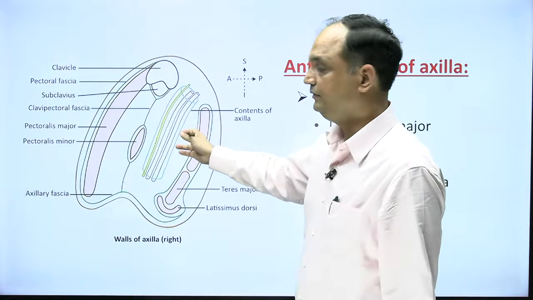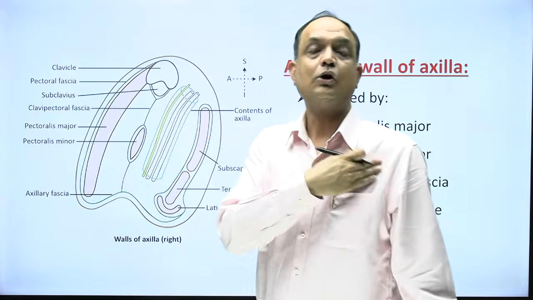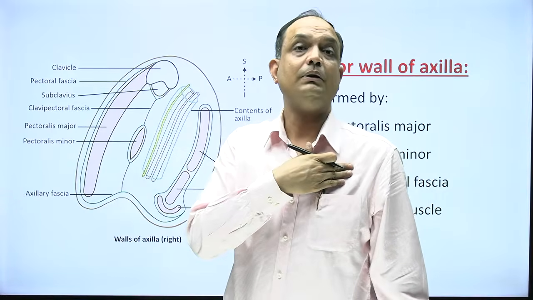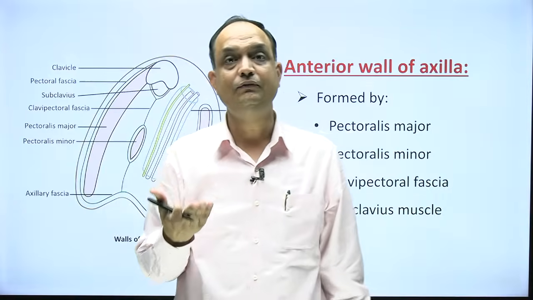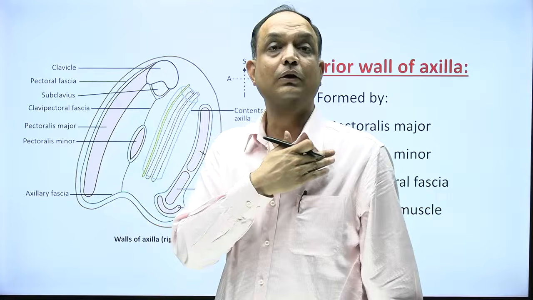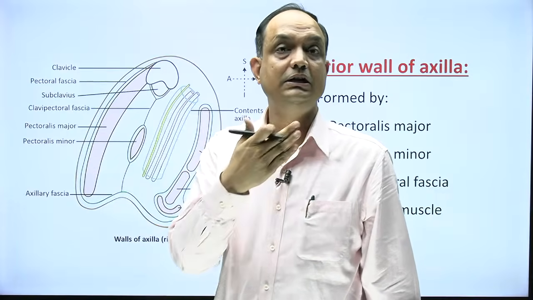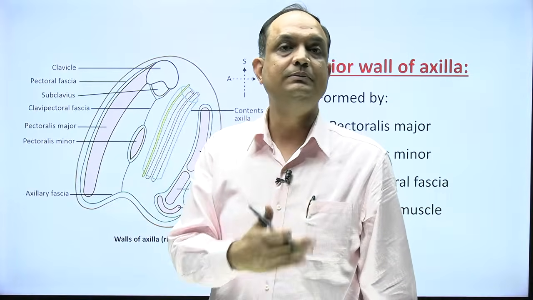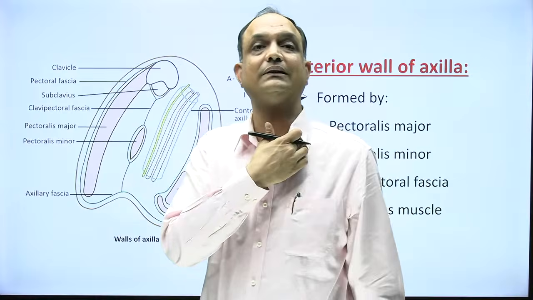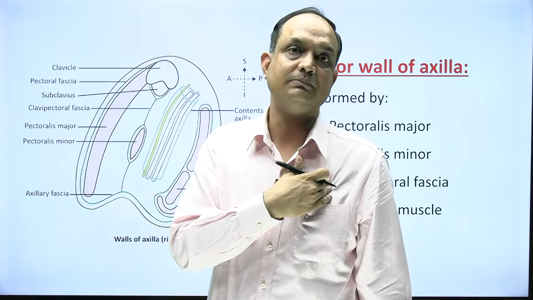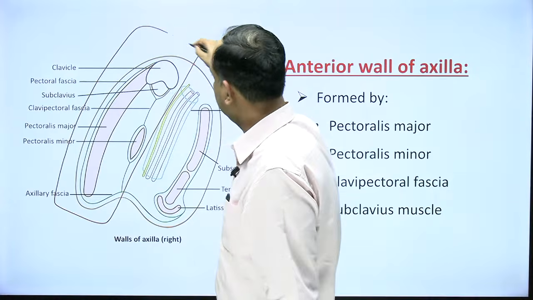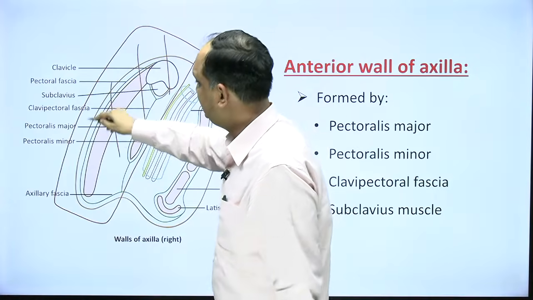Now in this section, what are the layers you are able to see? Outermost is the skin. Below the skin you will have the superficial fascia. Below the superficial fascia you will have the deep fascia. Now the deep fascia is known as pectoral fascia, and below the pectoral fascia you will have pectoralis major. Below the pectoralis major you will have the clavipectoral fascia, which encloses the two muscles, subclavius and pectoralis minor. So dear students, all these things are forming your anterior axillary fold.